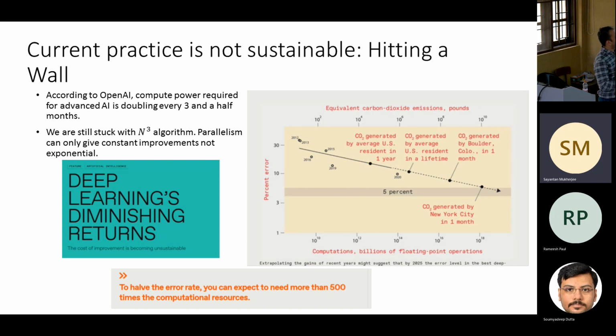But what is happening now is if we just extrapolate this, that you need larger models, then you need to go to twice the size of the model to maybe half the accuracy or half the error rate. And people have done some analysis and it seems like you have to expect something about 500 times more computational resources than you are already burning right now. And it has very bad implications also in terms of the carbon footprint.